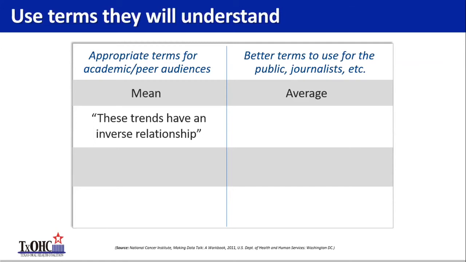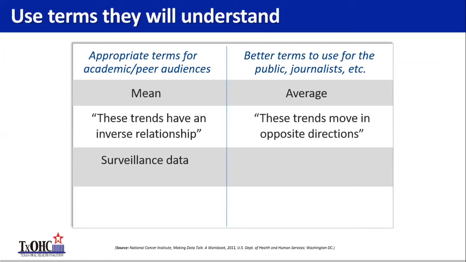And this gets tricky too, right? When people say, well, these trends have an inverse relationship. What does that mean? A lot of your audience is not going to understand that. It's better to say these trends move in opposite directions. And then a term that we're all familiar with, health departments, state and local, are regularly collecting data. We call it surveillance data, but in the age of the NSA, that term can be misinterpreted. It can confuse people. So it pays with lay audiences to simply say, this is data that's collected annually or regularly by the health department.